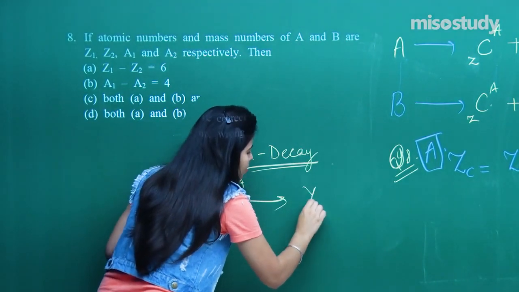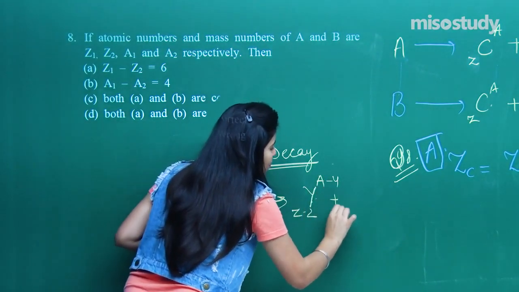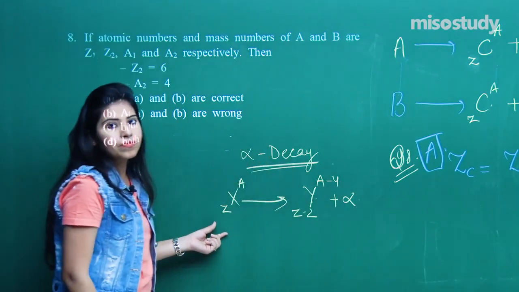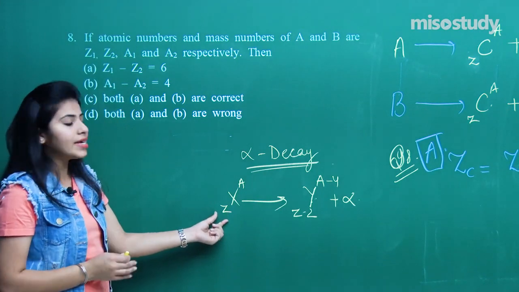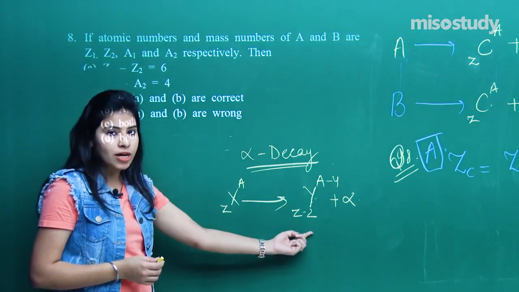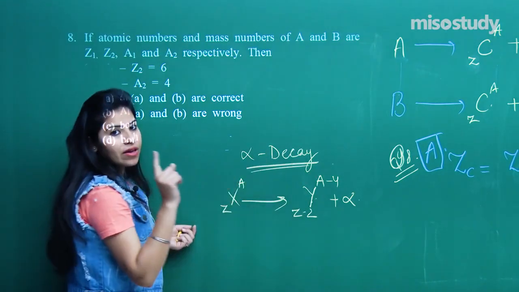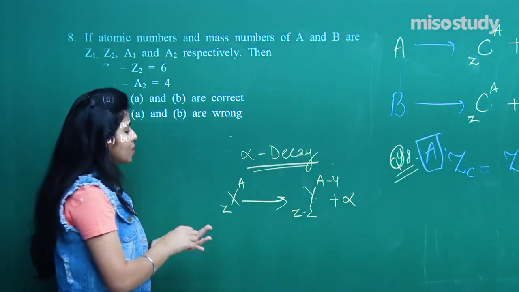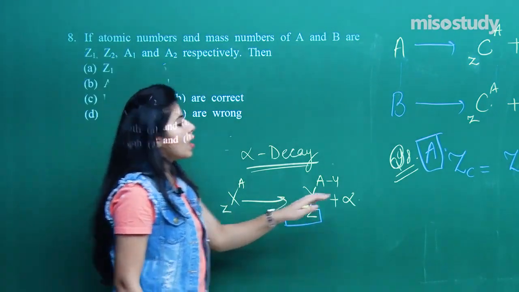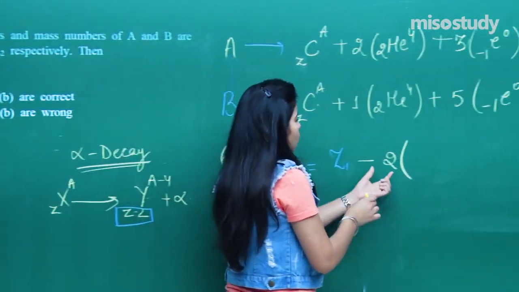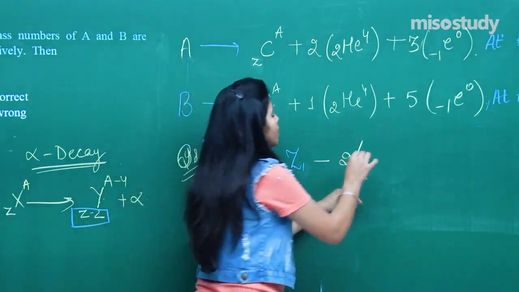You will be having Z minus 2 and A minus 4 plus alpha particle. That means whenever you are having your alpha decay, your Z will be reduced by 2, your A will be reduced by 4. So now here I am dealing with the Z case, that means the atomic number. I can see that Z is reducing by 2. So what I should write over here is minus 2 of your alpha particles.